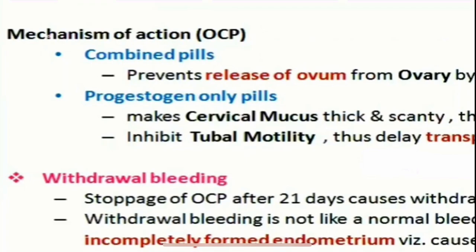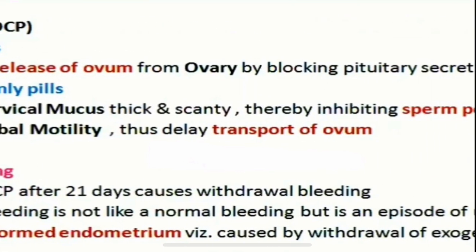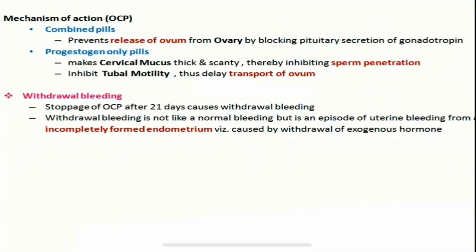In cases of combined pills, they will prevent the release of the ovum from the ovary by blocking the pituitary secretion of gonadotrophin. We know that gonadotrophins stimulate the pituitary gland, which releases FSH and LH, which will act on the ovaries and result in the maturation of the primary follicle and the Graafian follicle, and release of the ovum. In combined pills, they prevent the release of the ovum by blocking the pituitary secretion of gonadotrophin.